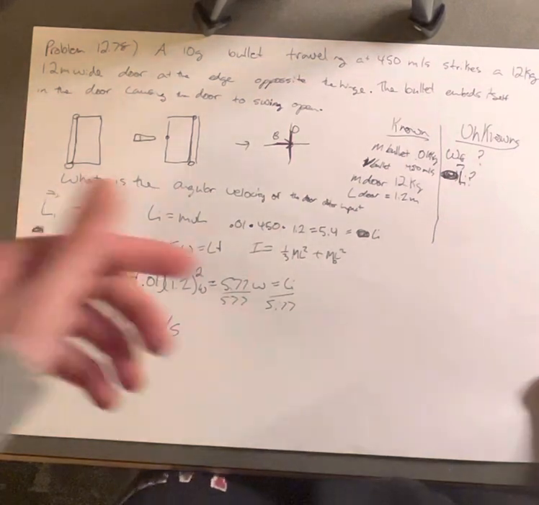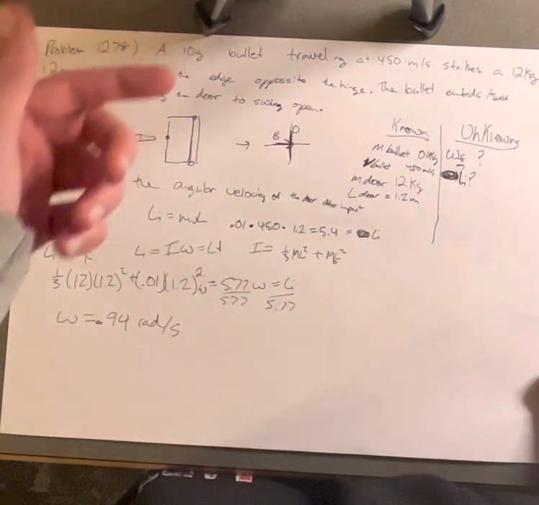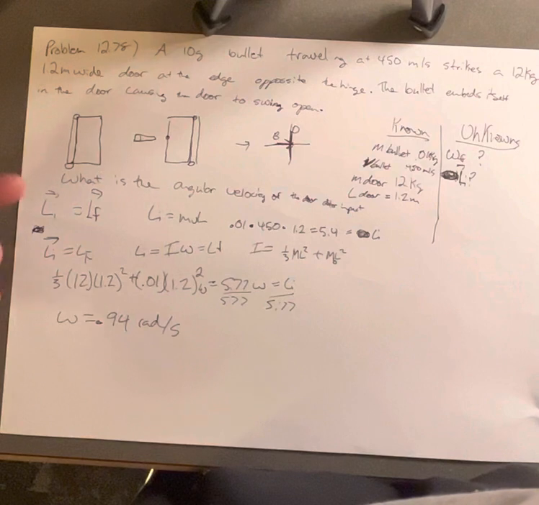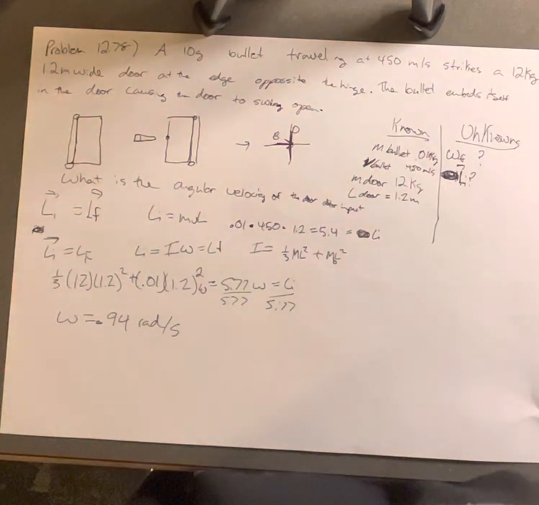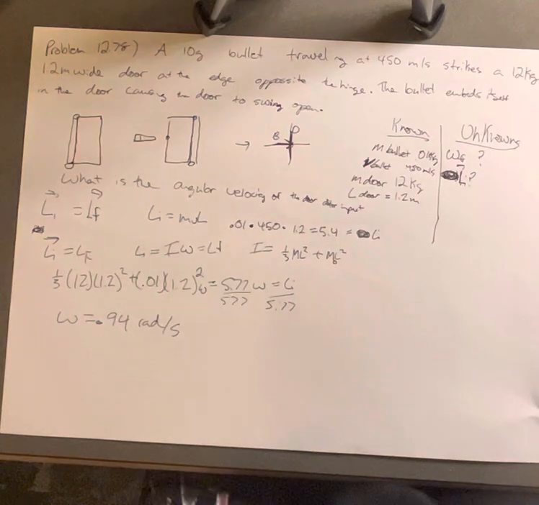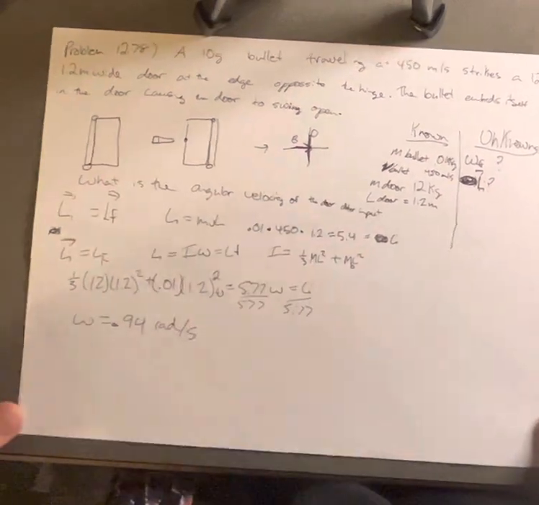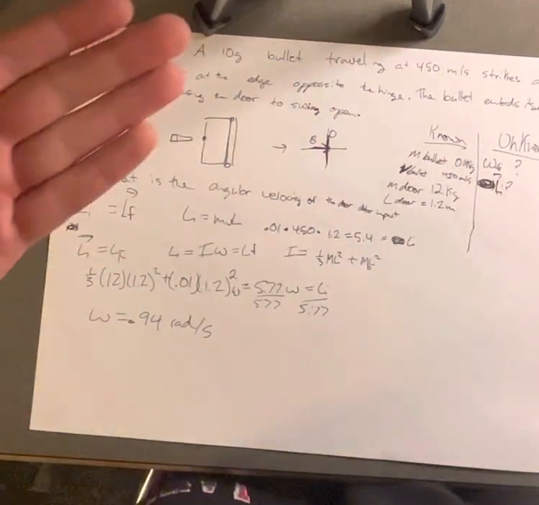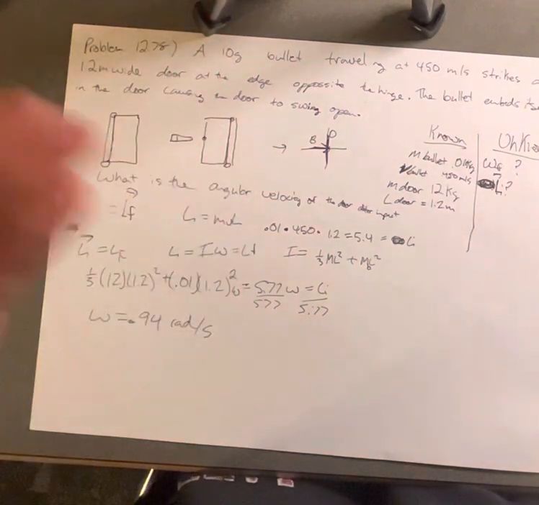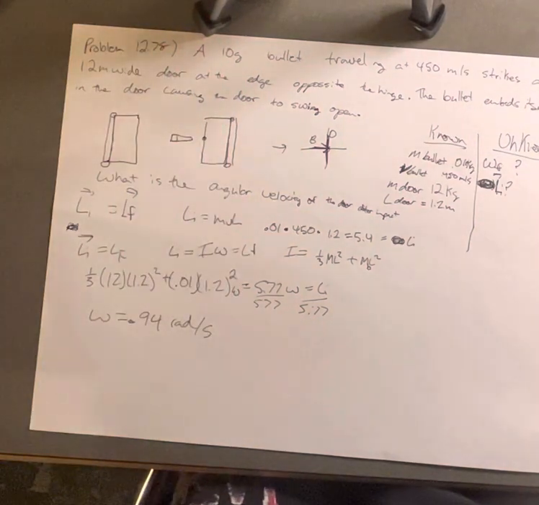The length is 1.2, so 0.01 times 450 meters per second times 1.2 equals 5.4 kilogram meters squared per second. That's the unit. That's why we're changing our grams to kilograms, because angular momentum is in kilogram meters squared per second.